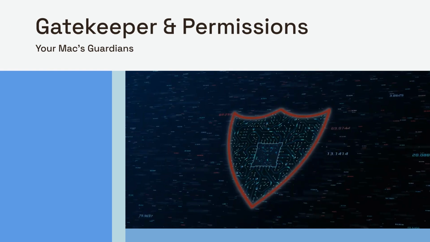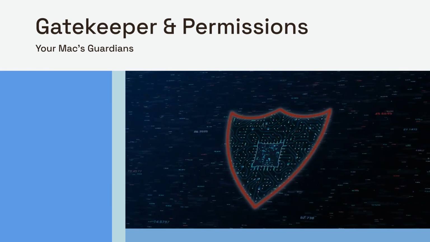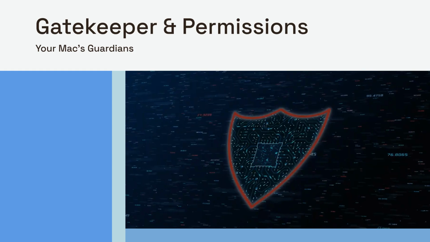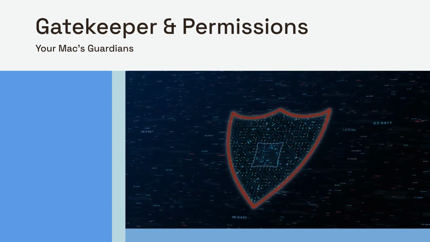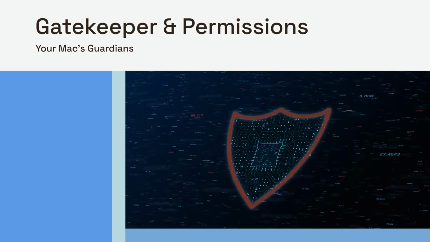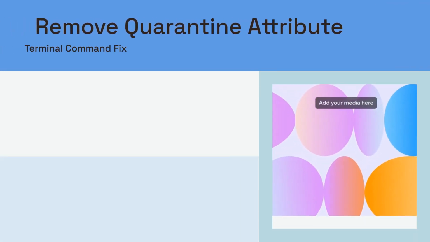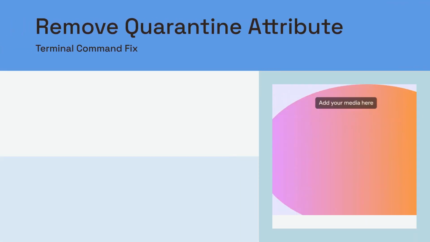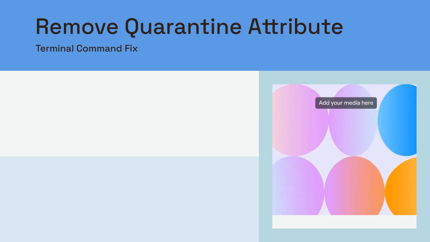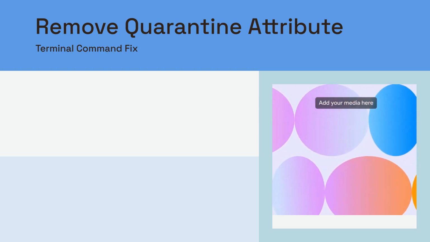macOS includes security features like Gatekeeper and robust permission systems to protect your device from malicious software. While essential, these can sometimes block legitimate applications. Often, the issue stems from a quarantine attribute applied to downloaded files. This tells macOS the file came from an external source.